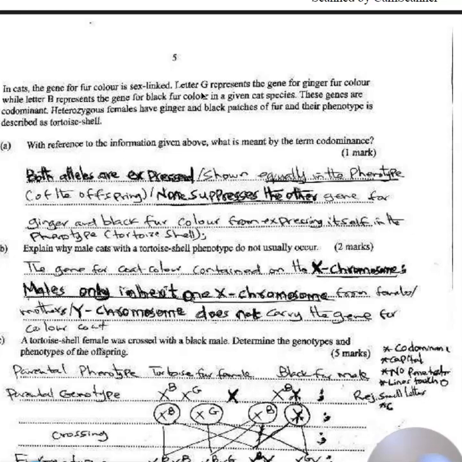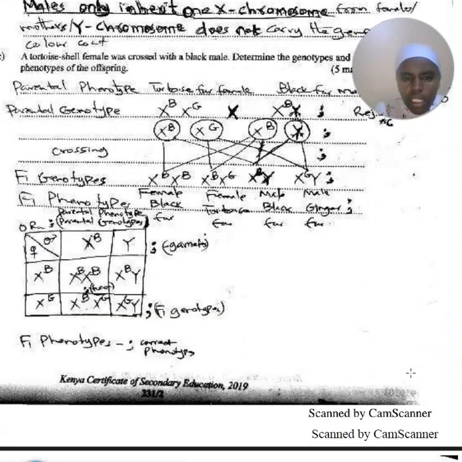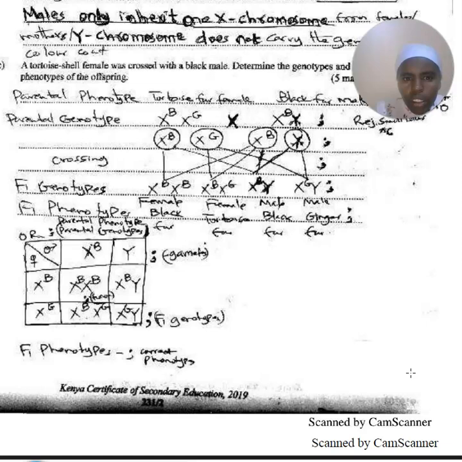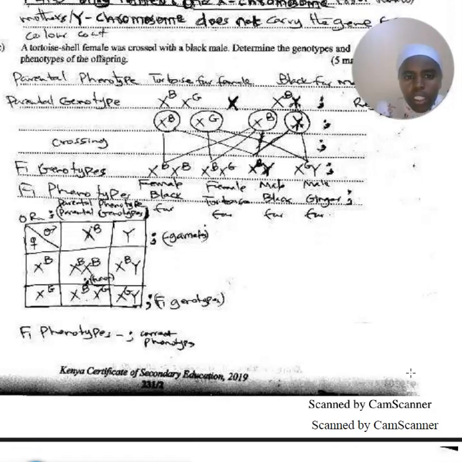The genes are codominant. That one I had already handled, that both of the alleles are expressed. None of them is completely dominant over the other. So both of them will be expressed. I think we had done that. Maybe we were somewhere here. Yes, we were here. So you are told that a tortoise shell female was crossed with a black male.